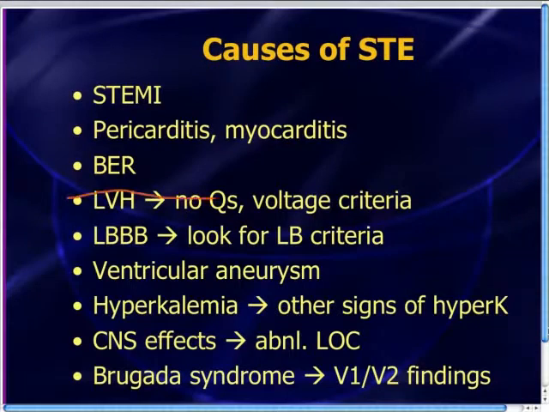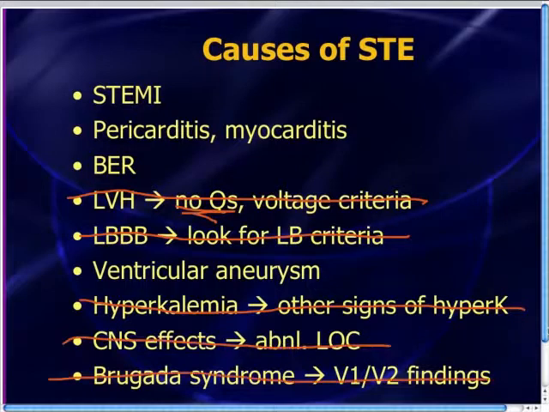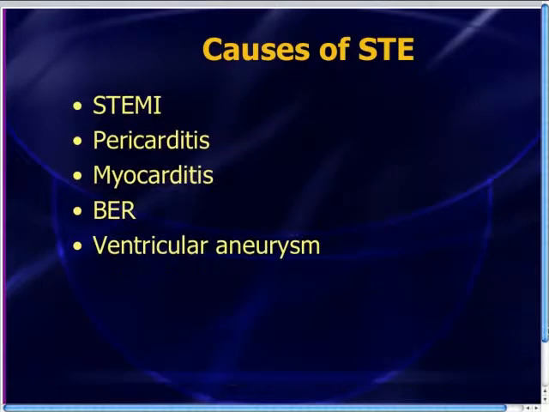So we're going to get rid of LVH. There's no voltage criteria. The other thing I didn't mention, with LVH, you really should not expect to see Q waves. That's not typical for LVH, so that's another reason we can get rid of LVH. We've gotten rid of left bundle, hyperkalemia, CNS, Brugada. And so that leaves us with a smaller differential, and I like narrowing down the differential like this. So that still leaves us with some concerning things.